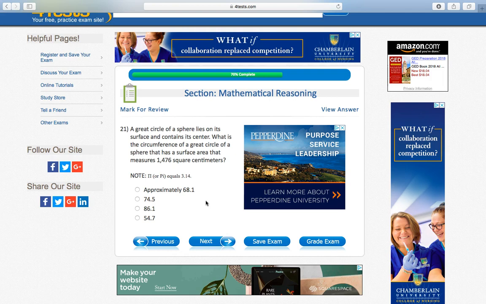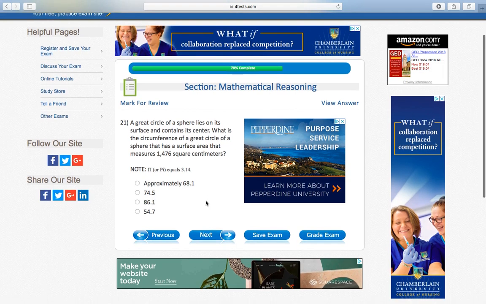Because they asked for the circumference, the formula for circumference is 2 pi r, which is 2 times 3.14 times our 10.8. And then finally we get our circumference is 68.1.